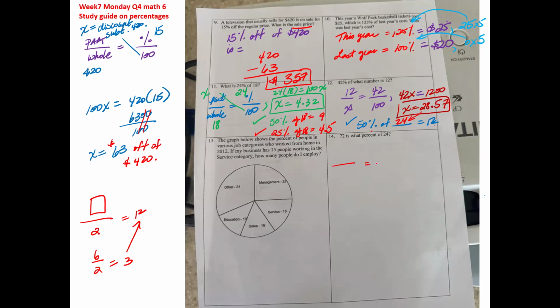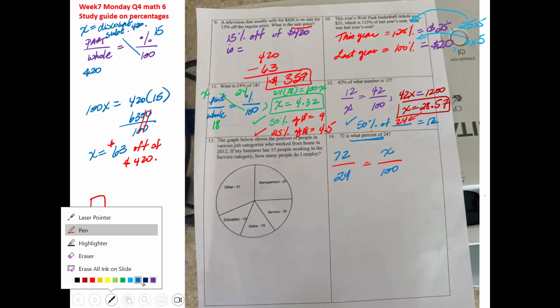Okay, let's just go ahead and do number 14, because it's very similar to number 12 and 11. So let's set it up. Where do you put 72? Parts. Yes, because remember, it says is over of, because that's part over whole. Now where do you put the 24? Of what percent is what it's asking. So where's X? Okay, over 100.